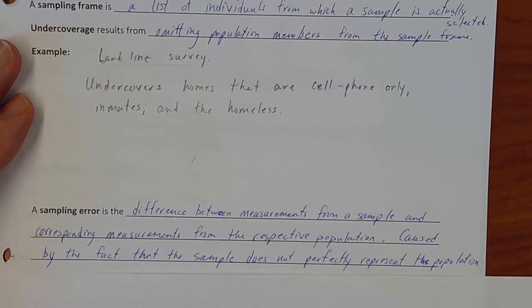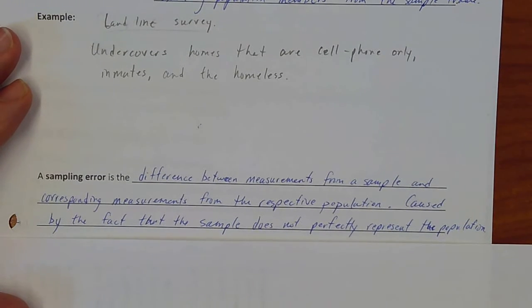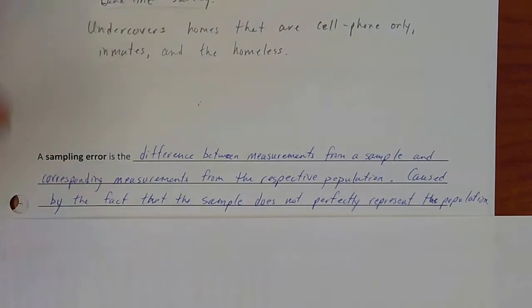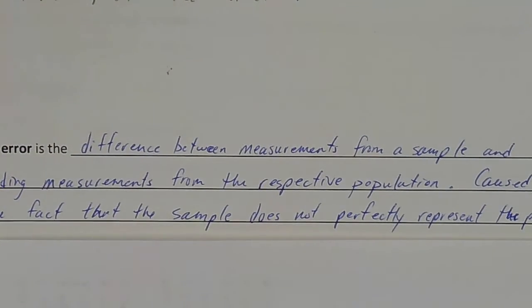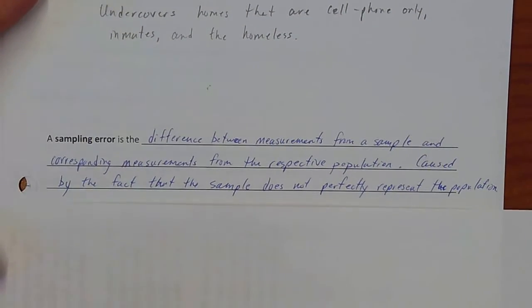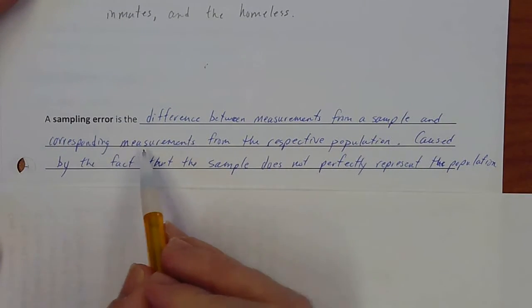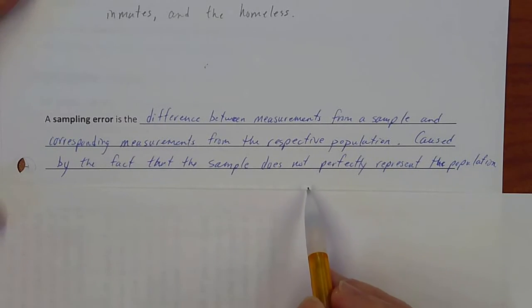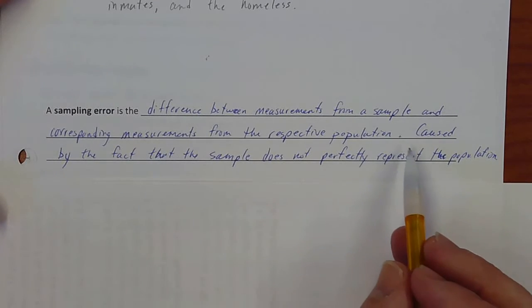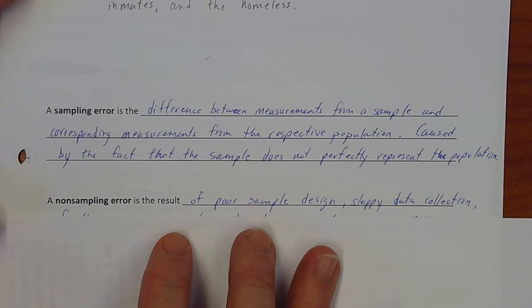Okay, sampling error. I just mentioned this in the video too at the very end. When we sample every single time, we don't always hit the truth about the population. Ask two students what their GPA is, add it up, divide by 2, it might not be the same as the population of the school. Okay? That's called sampling error. The difference between measurements from a sample and corresponding measurements from the population. It's just naturally caused by the fact that the sample does not perfectly represent the population.